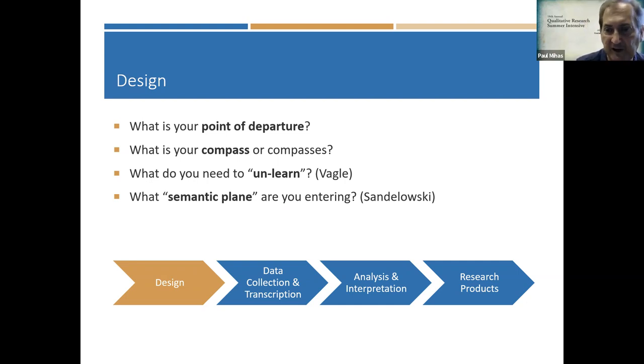I'm also going to borrow a term from Marguerite Sandelowski. She talks about the semantic plane, and I'm using it here in a kind of different context. But the question here is, what semantic plane are you entering? What I'm getting at there is, what level of abstraction are you working with? If your research question is something like, what does school bullying look like currently in 2021? You are setting yourself up to describe the world of school bullying.